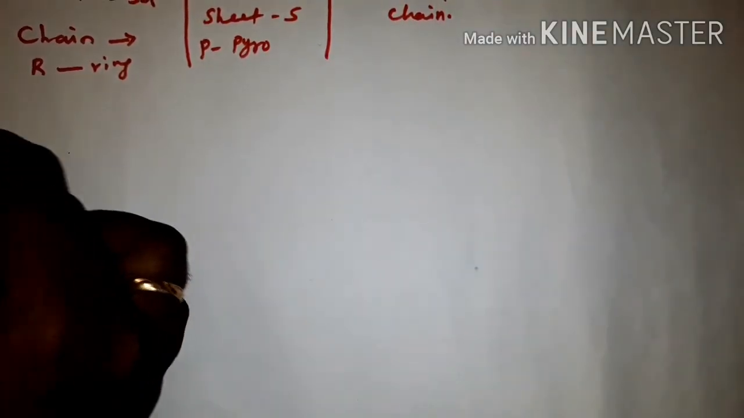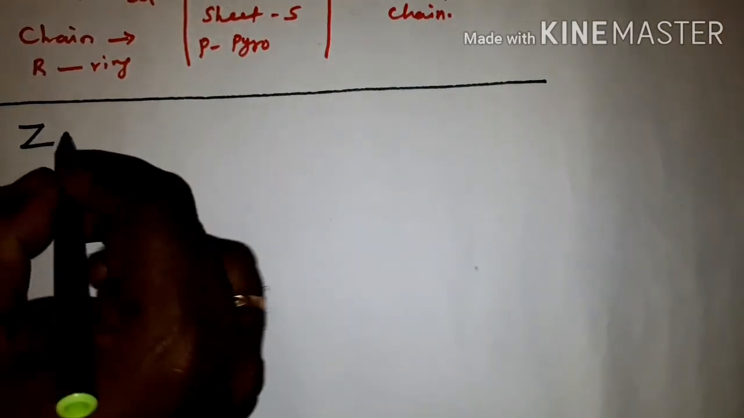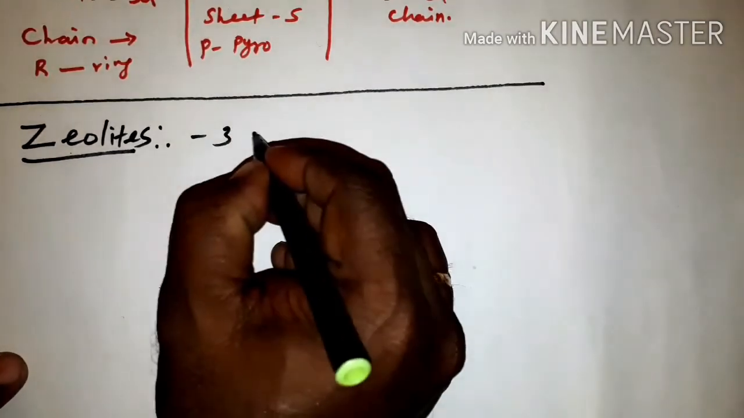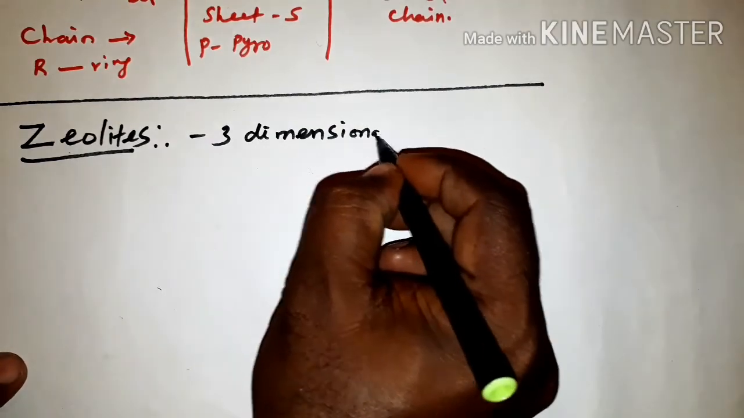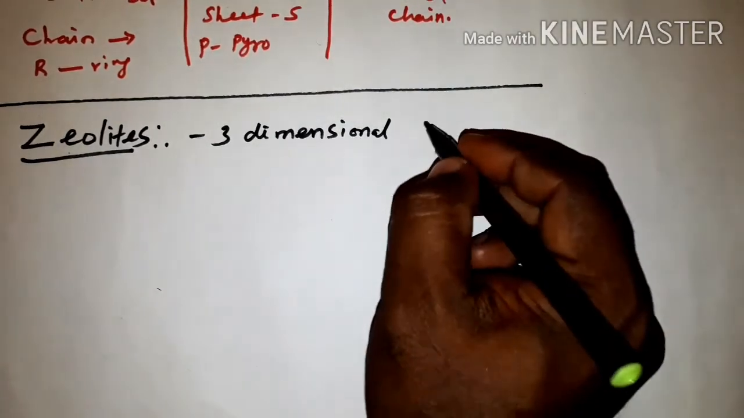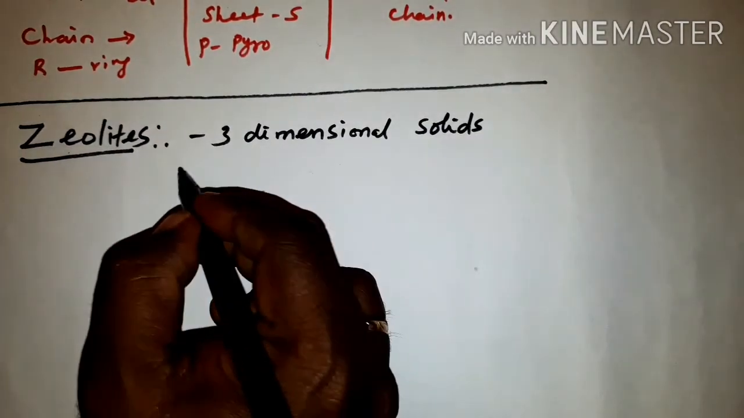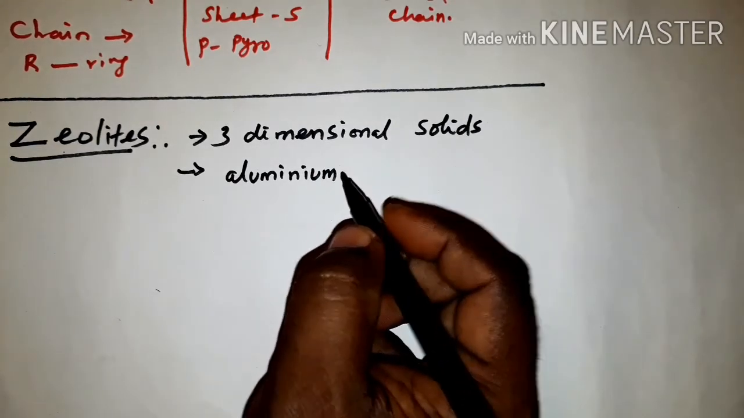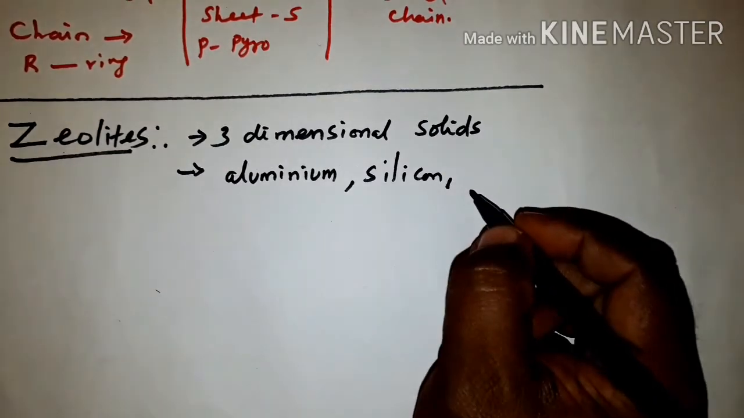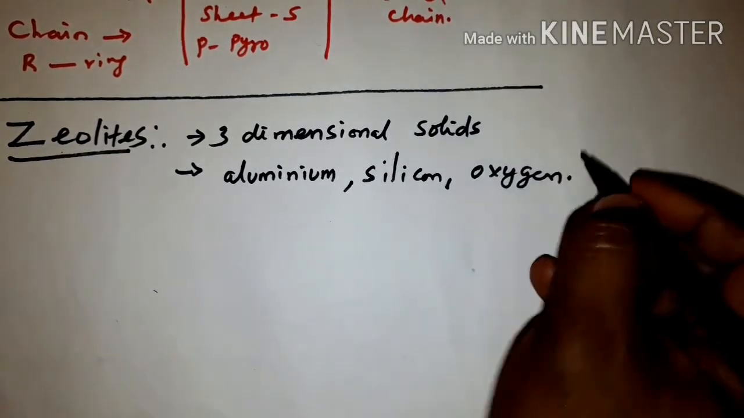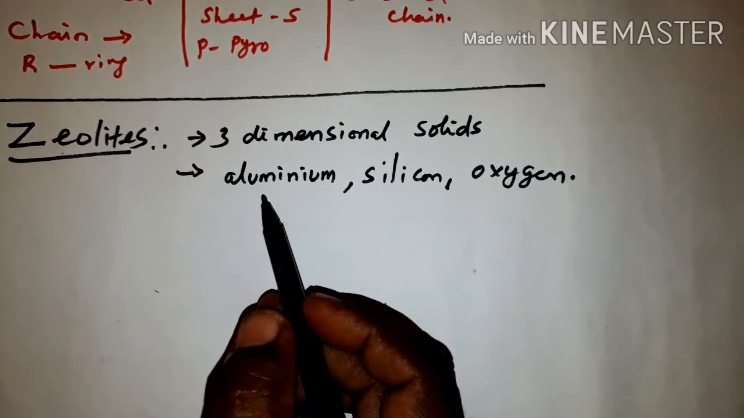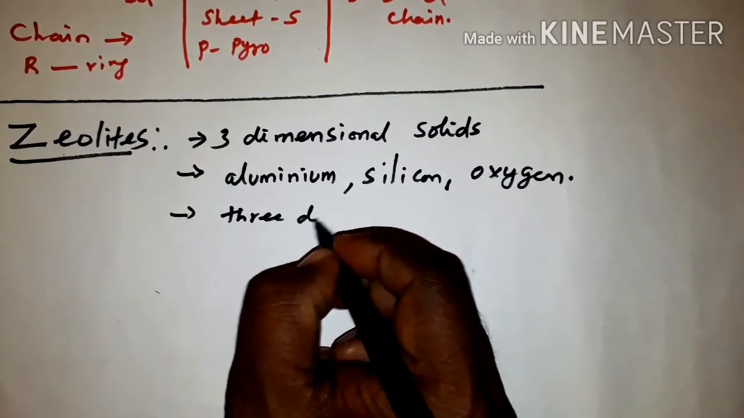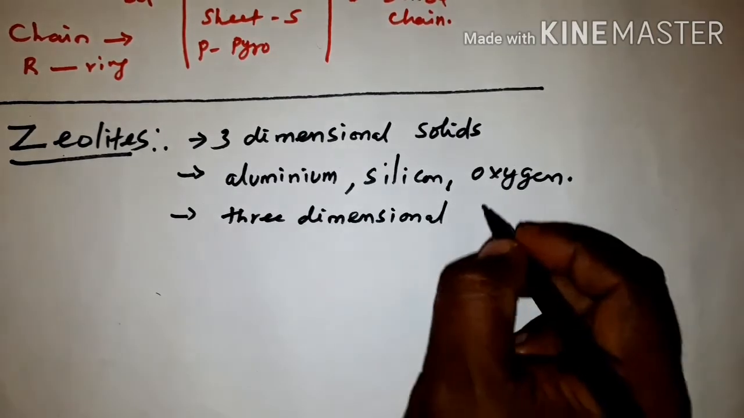So the next topic is zeolites. Zeolites are three-dimensional solids and they contain aluminum, silicon and oxygen in their regular three-dimensional framework.